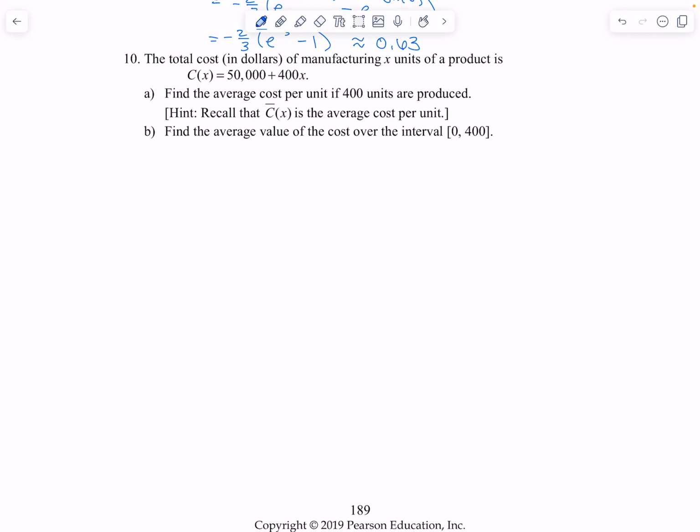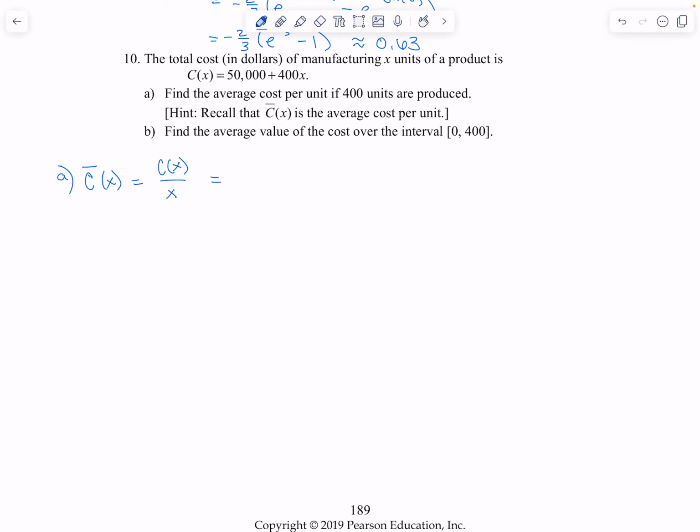The total cost in dollars of manufacturing x units of a product is C of x equals 50,000 plus 400x. Find the average cost per unit if 400 units are produced, and find the average value of the cost over the interval from 0 to 400. Okay, so let's start with part A. We're finding C bar. And remember that is C of x over x.